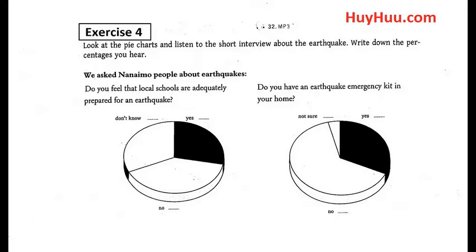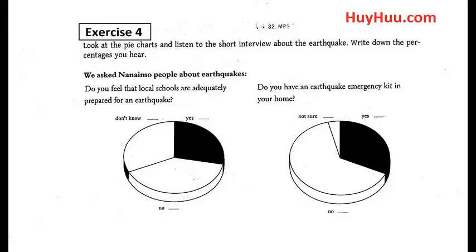Exercise 4. Interview about the earthquake. Look at the pie charts and listen to the short interview about the earthquake. Write down the percentages you hear. Last May 2001, an earthquake hit Nanaimo. We did some research on the local people about their feelings about earthquakes. We asked 2 questions. The first one was, do you feel that local schools are adequately prepared for an earthquake?